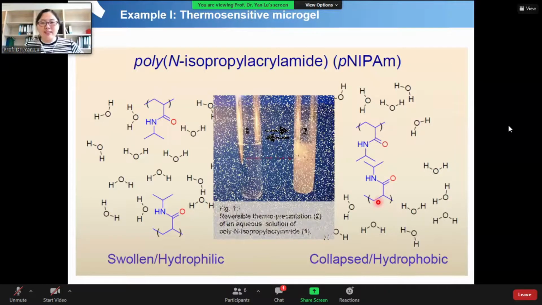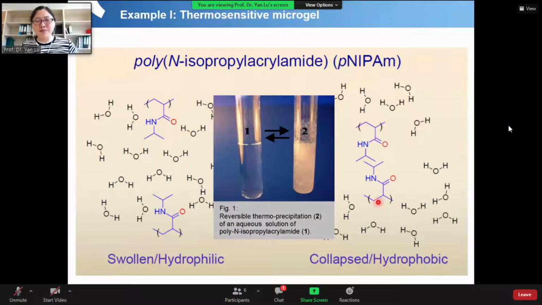Here you can see from the photo, on the left side at lower temperature, the polymers are hydrophilic, so they are swollen in water, and you see it's transparent. But when we increase the temperature, the polymer becomes hydrophobic, so it collapses and is not so soluble in water. Then you see it become turbid in the solution.